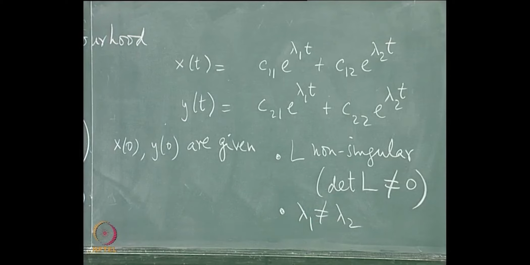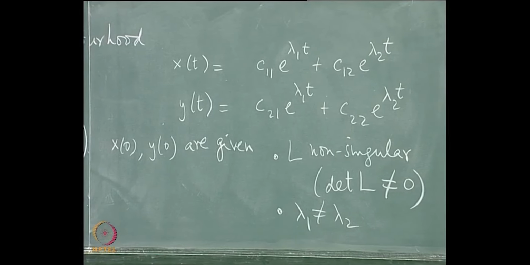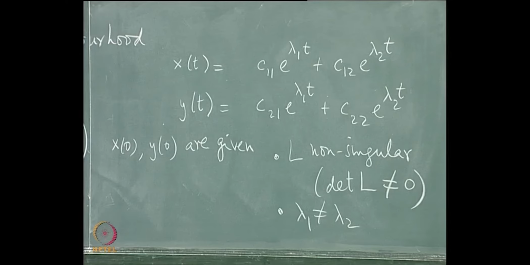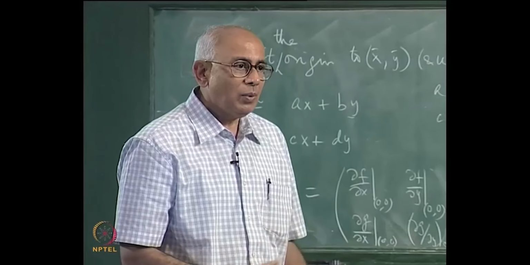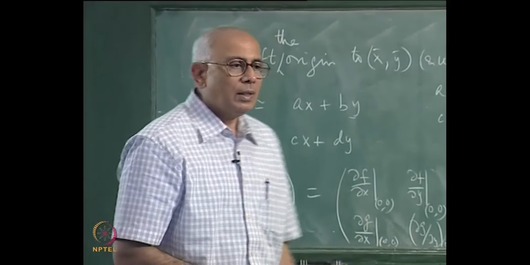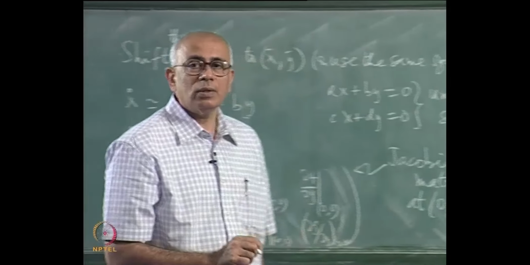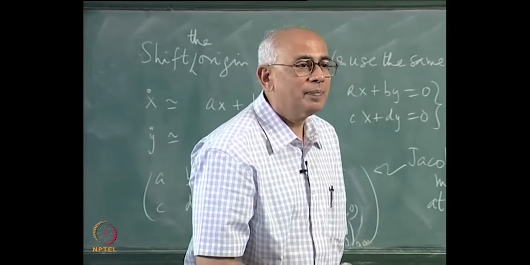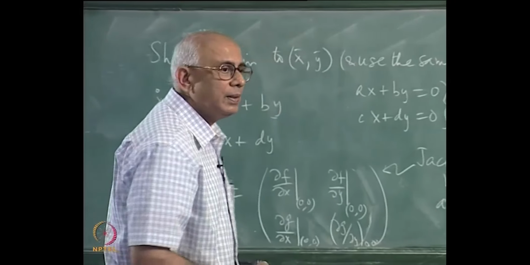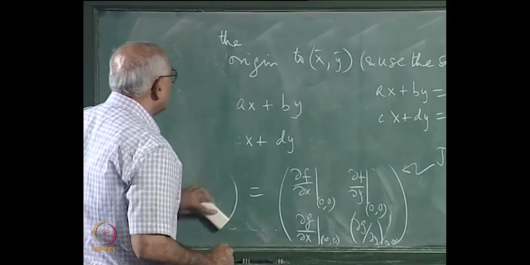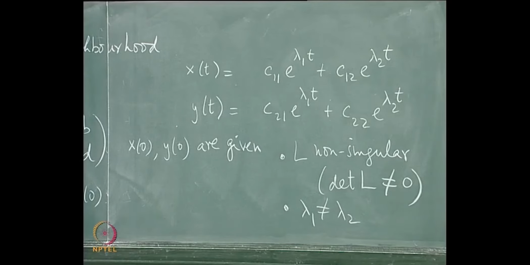What happens if lambda 1 is equal to lambda 2? When the eigenvalue is repeated, what happens to the solution of this differential equation? Well, if I write it as a second order differential equation, it is clear that when you have the roots repeated, you have a different form of the solution. The linearly independent solutions are no longer e to the lambda 1 t and e to the lambda 2 t. What are they? Suppose lambda 1 is equal to lambda 2 is equal to lambda.